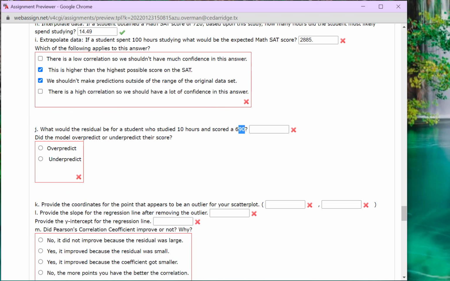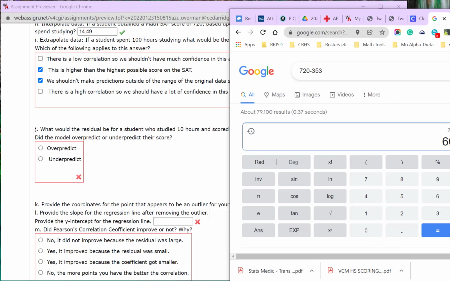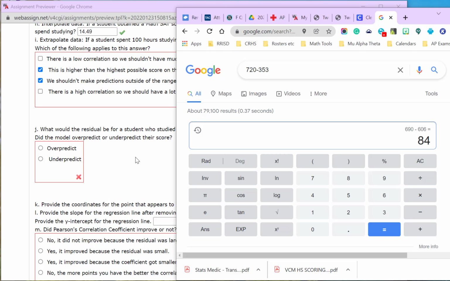So the actual is 690. Let me bring back my calculator. So that's the predicted, 606. The residual is the actual first, minus the predicted. They scored a 690, so 690 minus 606. Oh, you can't see my whole calculator, can you? There it is, 84.